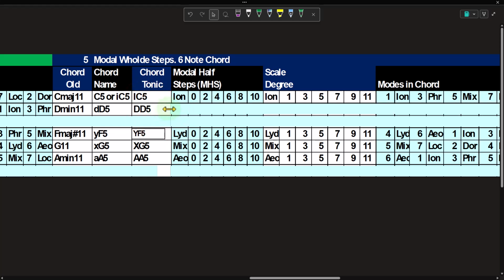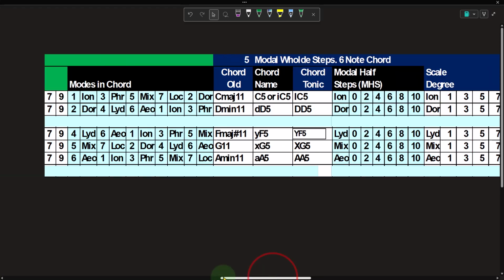All right, so what does that look like over here? We're going to have a Dorian 2, 4, 6, 8, 10 versus a scale degree 1, 3, 5, 7, 9, 11. So let's look at that over here.